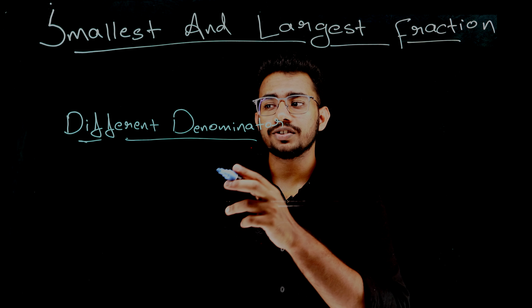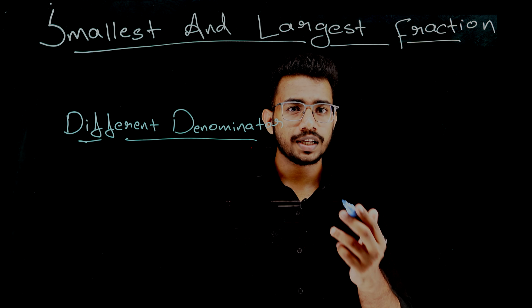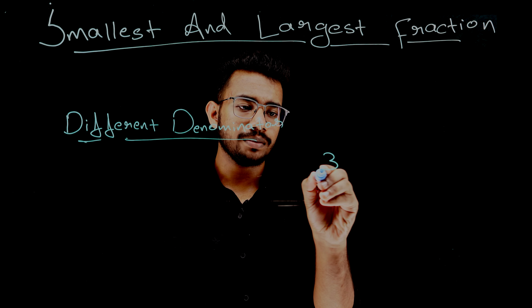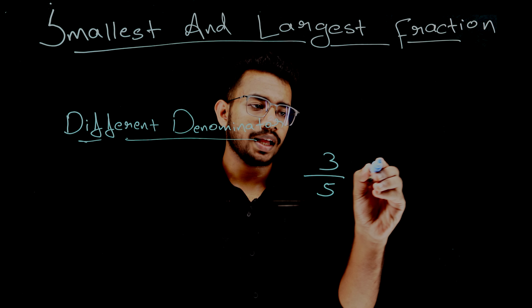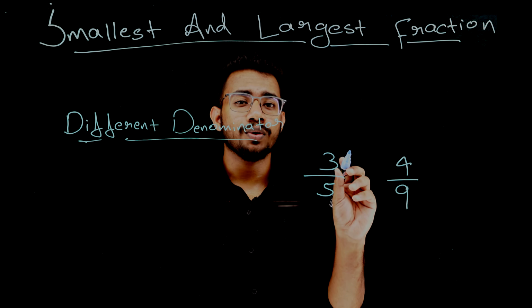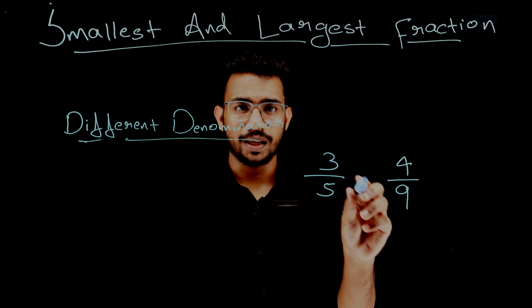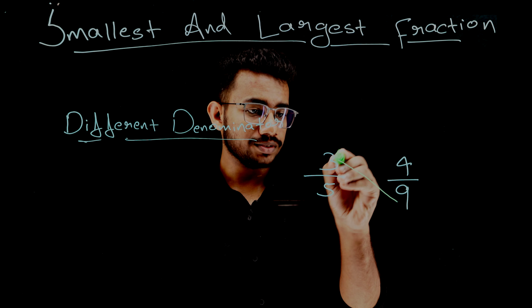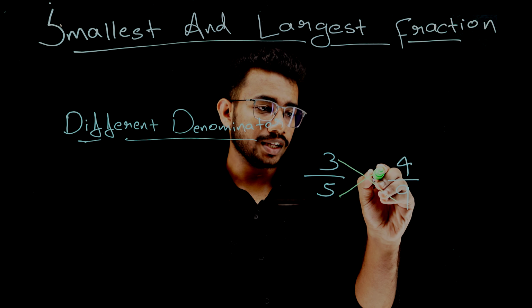Now we are having fractions involving different denominators. For that, let's consider an example. Let's say I'm having the fractions 3 by 5 and 4 by 9. And on this one, you only have to cross multiply. Cross multiply means like this, the 9 times 3 and then 5 times 4.